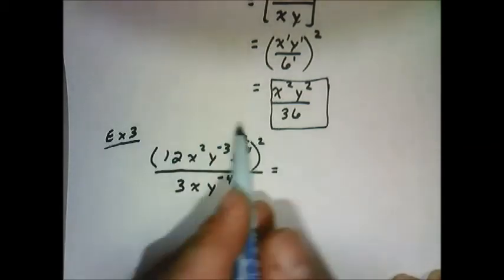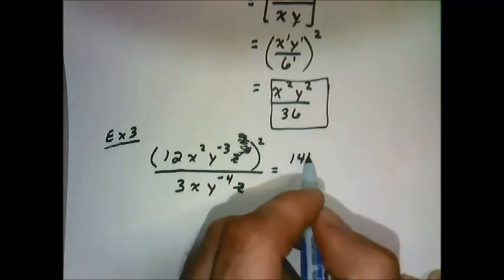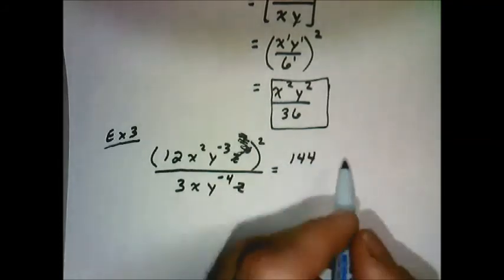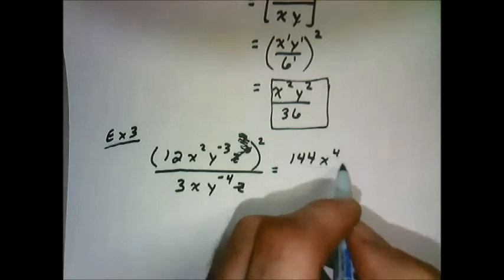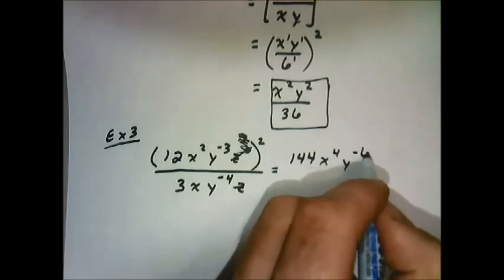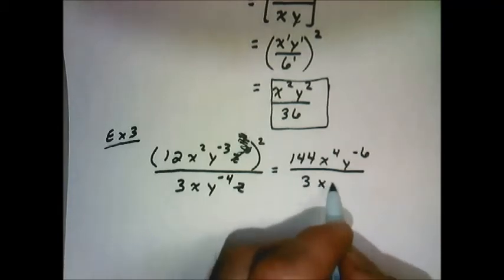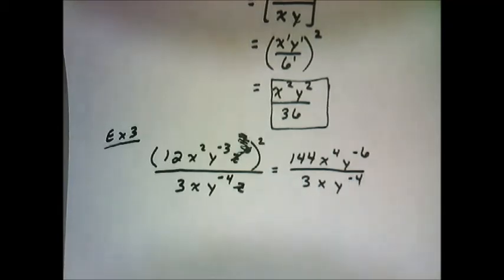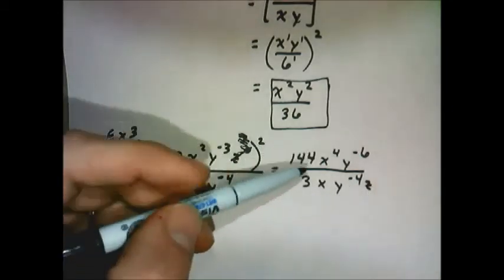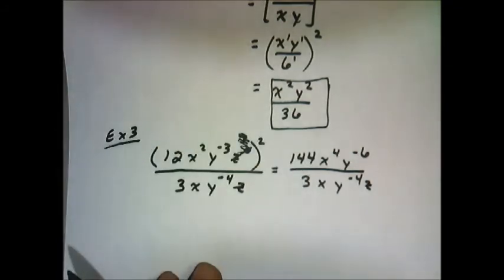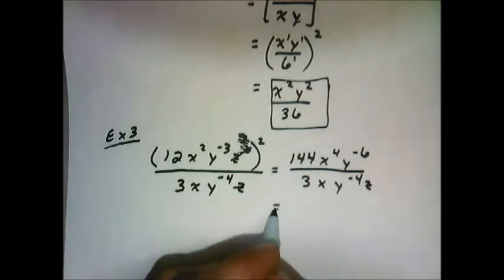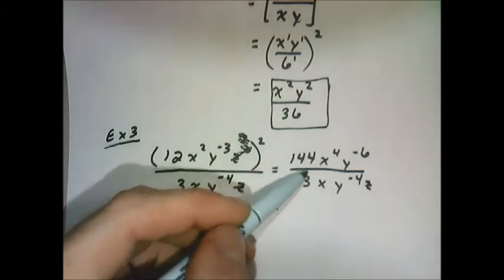Taking that 2 to our 12, we get 12 squared, or 144, x to the 4th, y to the negative 6th, divided by 3xy to the negative 4th, z. Now we can go ahead and clean up. Well, there's a lot of things that we can start with. What I would suggest that we do is take 144 divided by 3.